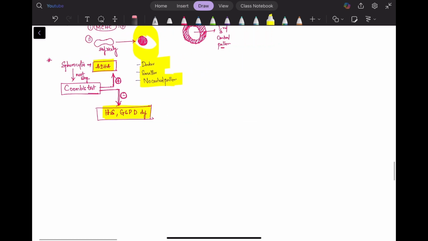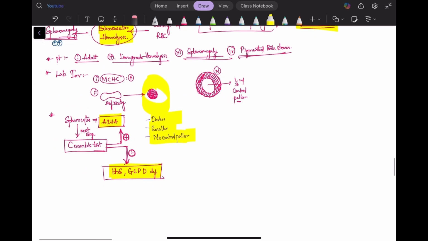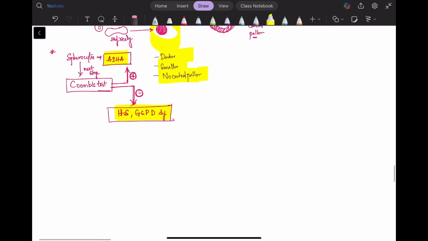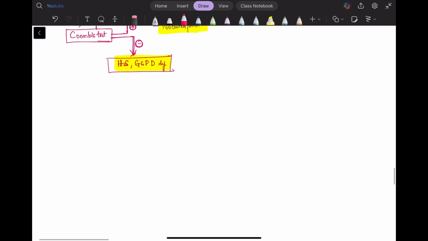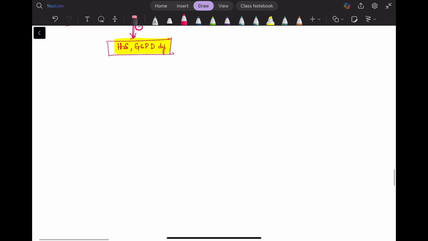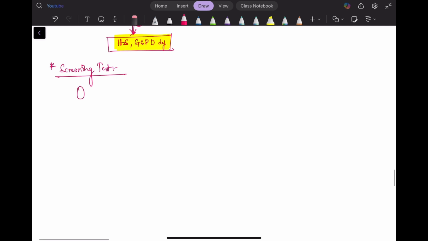Okay, this much we need to do. Then again we need to do a screening test. Okay, what all screening tests? The screening test we have, yeah, a physiology experiment. Did you forget? Osmotic fragility test.